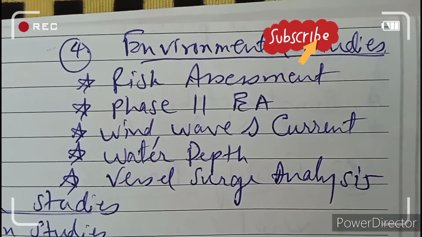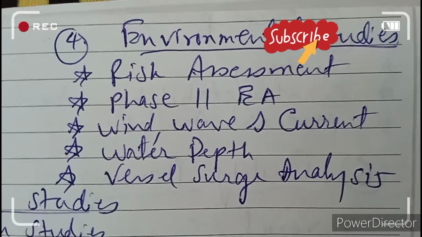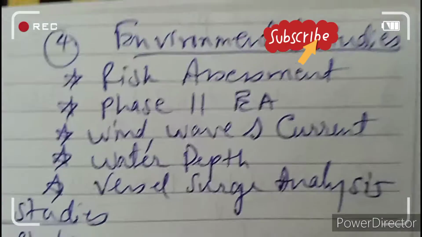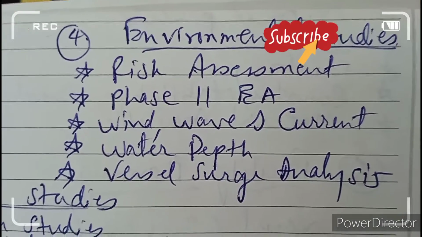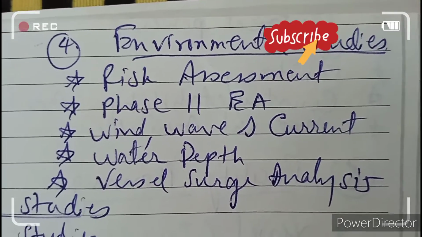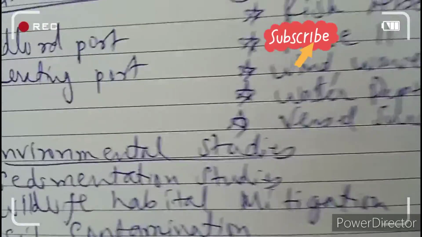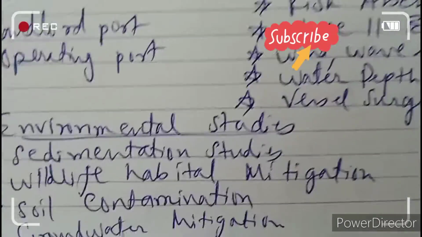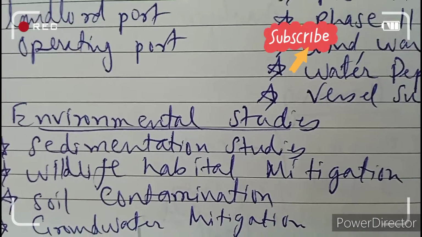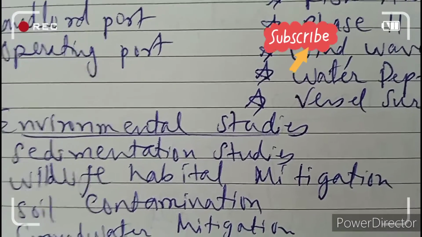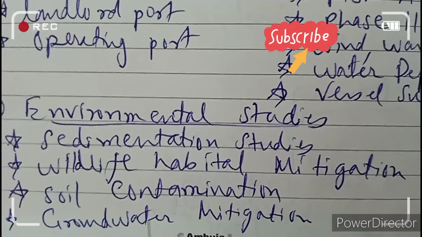Third, the vessel surge analysis is the point where the vessel will arrive at the mooring and the channel of the port, and the surge of the vessel is monitored by these studies. The sedimentation study looks at the layer of the soil or land of the port and how it may get deteriorated by construction of the port.